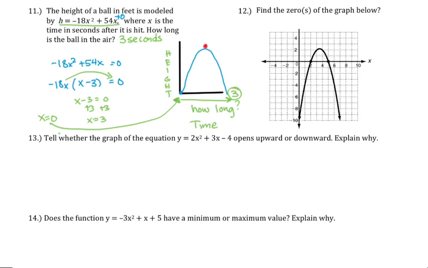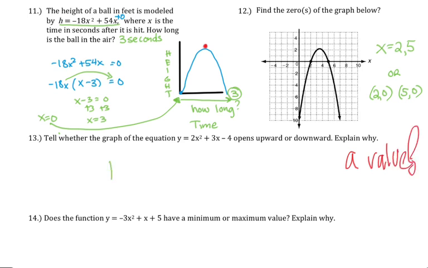So on number 12, it says, what are the zeros, or what are the x-intercepts here? And we know it's 2 and 5. Or we could say that it was (2, 0) and (5, 0), to be more specific. On 13, it says to tell whether this graph opens up or down. And because the a value, it's all about the a value on these kinds of problems. And the a value is positive. And because I know that, it makes a happy face. It is positive.